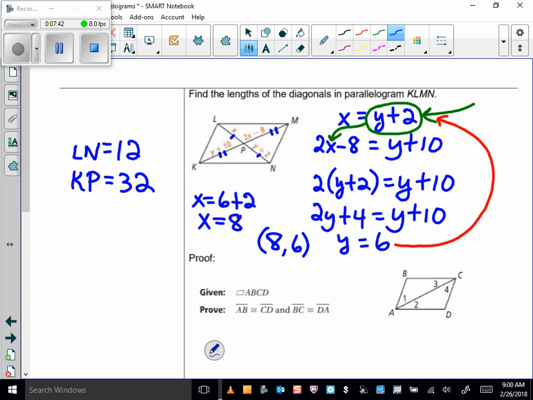KP is 32. Let me just double check in my head. Let's see, y is 6, 6 plus 2 is 8, 8 plus 8. Wait a minute. X, oh, I'm sorry, I got LN wrong. I got LN wrong. You knew that already, many of you who aren't just blindly copying down. Look here at LP. LP is 8 because x is 8, which means PN has to be 8, so LN is 16. Sorry about that. And y is 6, which means KP has to be 16, so that means the diagonal is twice that long, which is 32.